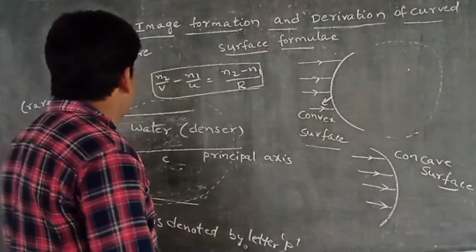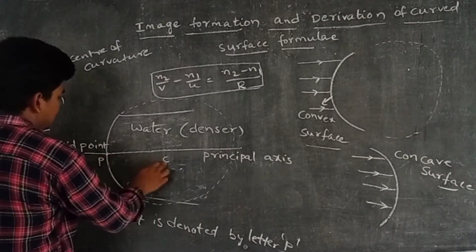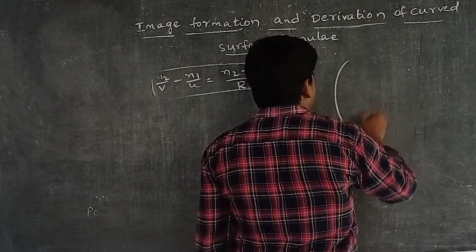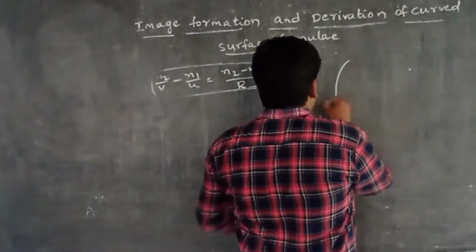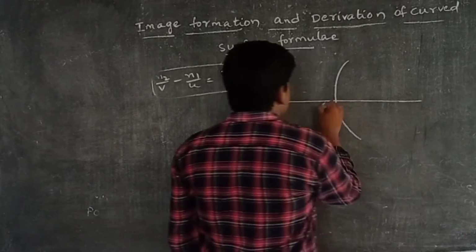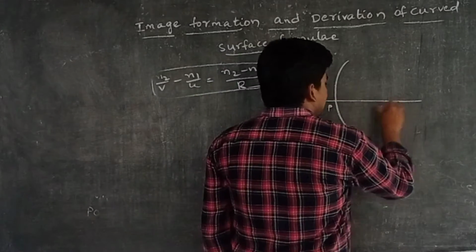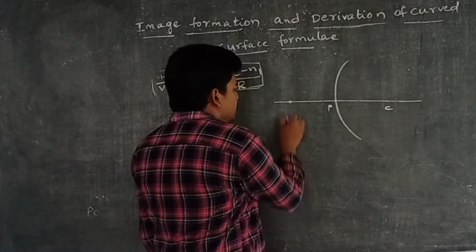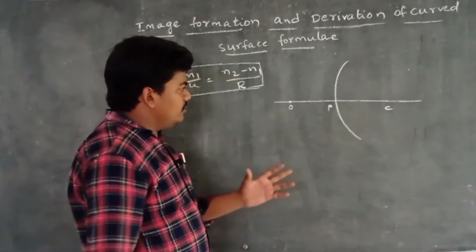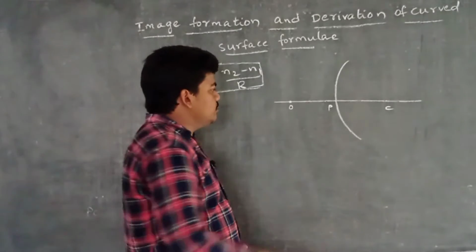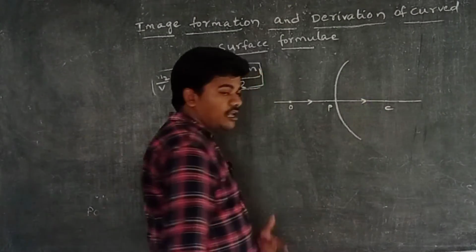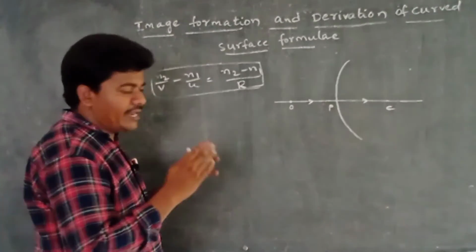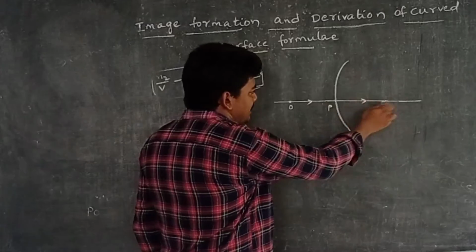Then P is the pole and C is the center of curvature. This is the surface, and this is the principal axis which joins the points P, the pole, and C, the center of curvature. When you see here, a point object O is taken here, and the light ray which passes through the principal axis does not deviate. This we already know. The light ray from an object which passes through the principal axis does not deviate.